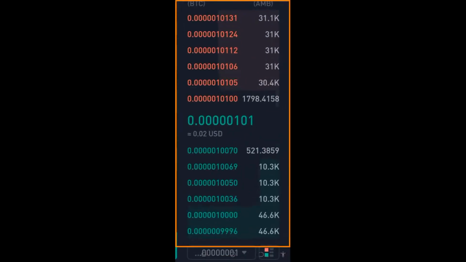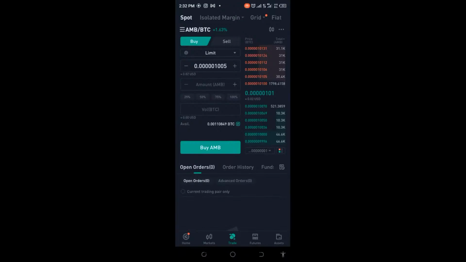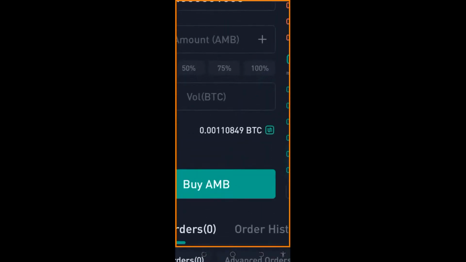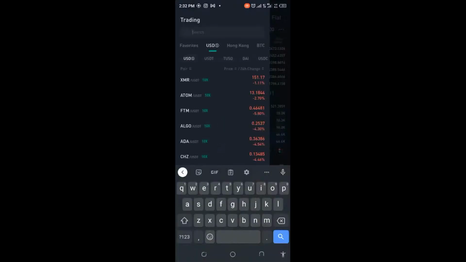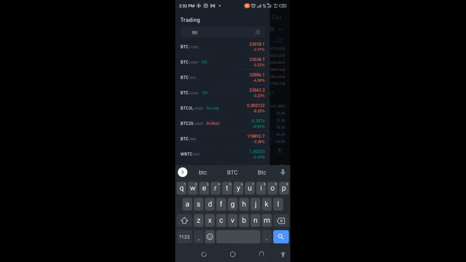You can even see that it rose up to 0.0000101. That is phenomenal. Okay, so what do we have here? We have no AMB, but we have our BTC. So what we're going to do now is go ahead and change this to TRX, and then we'll send it over to Binance. So let's change this to TRX.